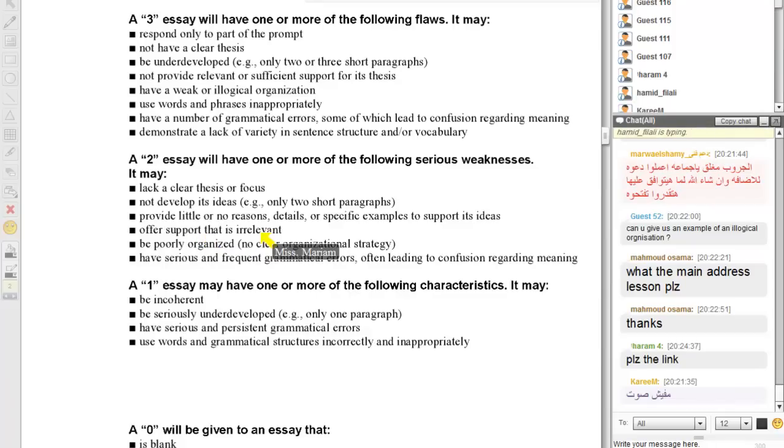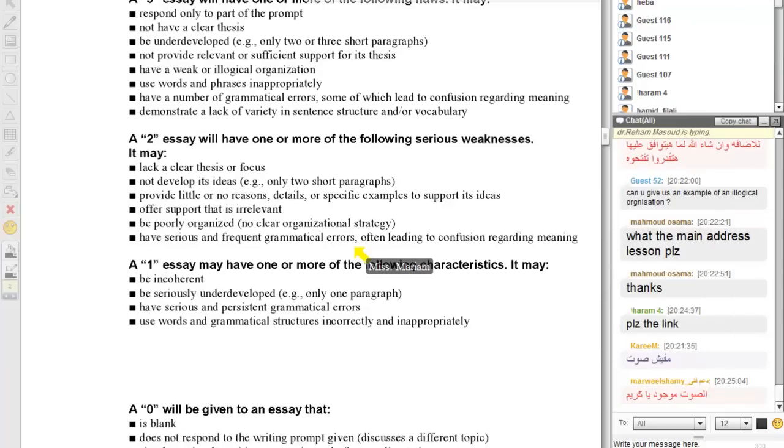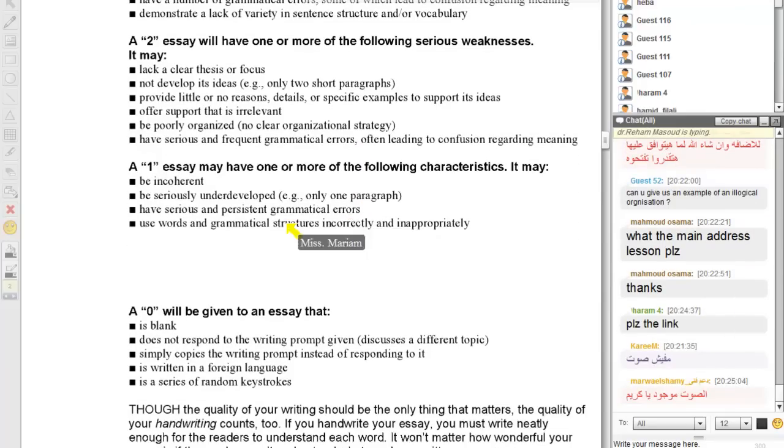Even if the supporting ideas are relevant to the main ideas, they are not talking about the main ideas. They are talking about any other ideas in the head of the test taker. The essay may be poorly organized and have a series of frequent grammatical errors.